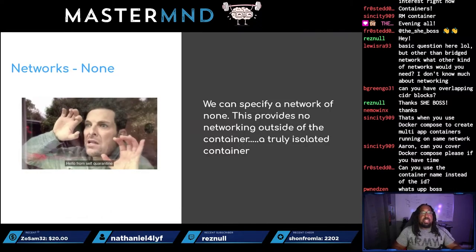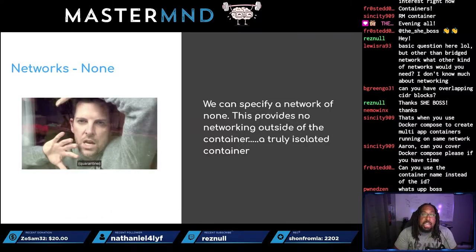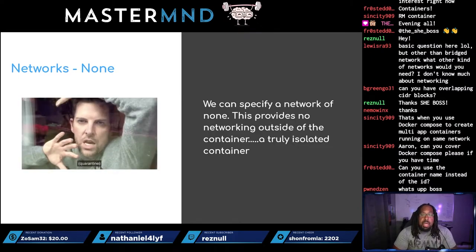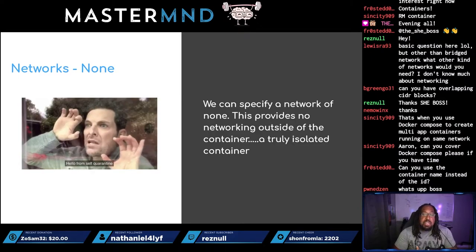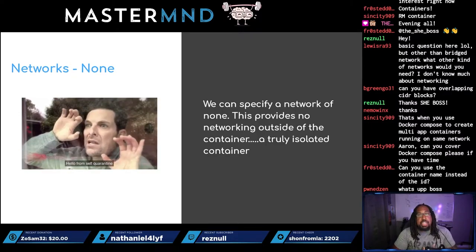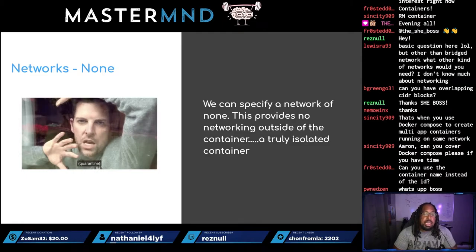What are some other ones? Another network type is actually none. None is a network type. And so we can specify the network type of none. This provides no networking outside of the container, a truly isolated container.